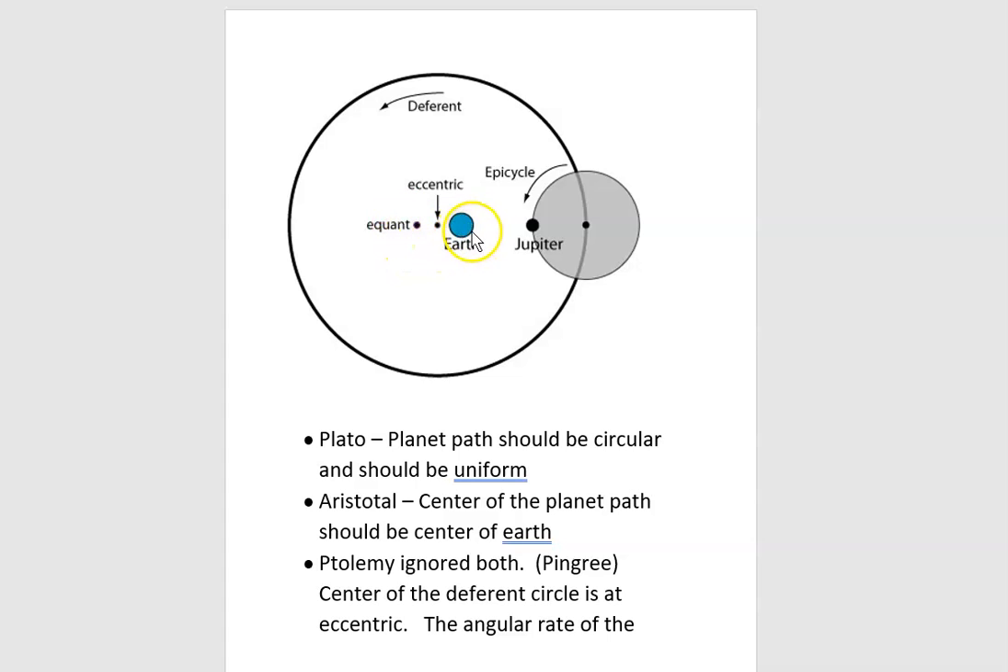So the Earth is here. The eccentric is the center of the deferent circle. That will be the circle where the center of the epicycle travels. The equant is there. From the equant, the angular velocity is constant, not from the center of the circle. So this is Ptolemy's model, and this is not incompatible with Plato and Aristotle's ideas. So this is what we discussed in part one.